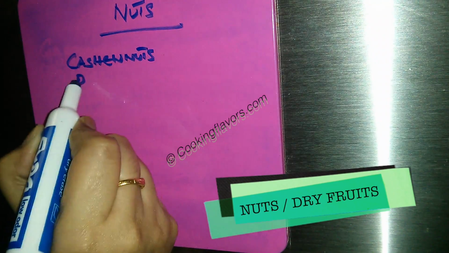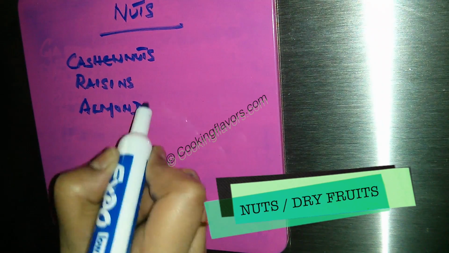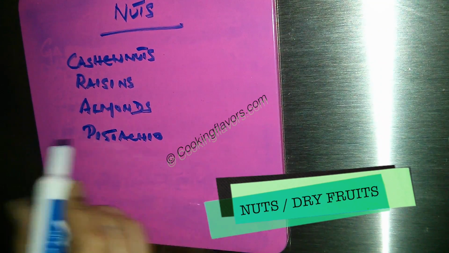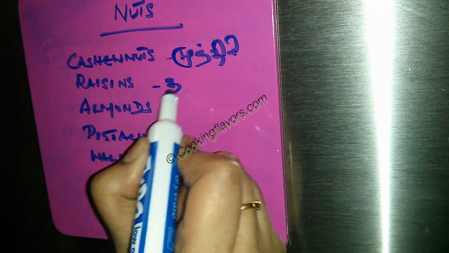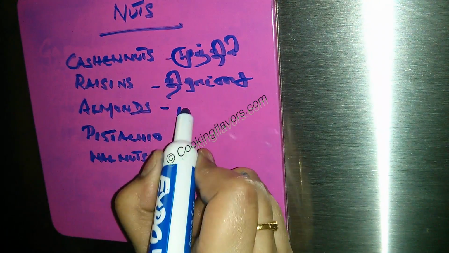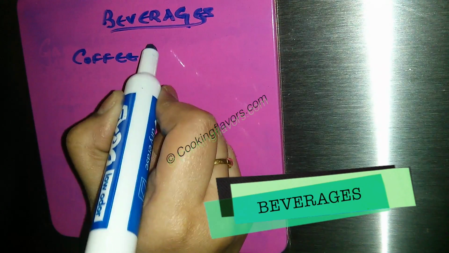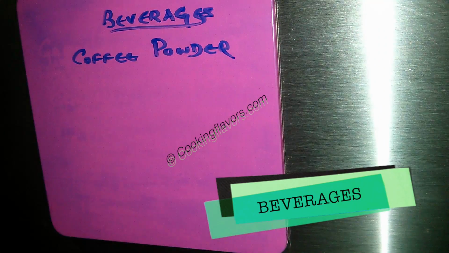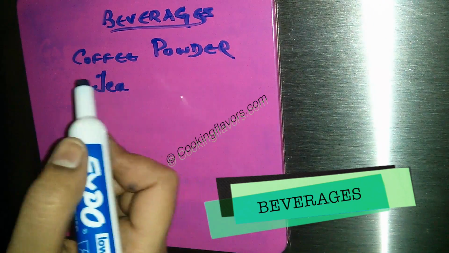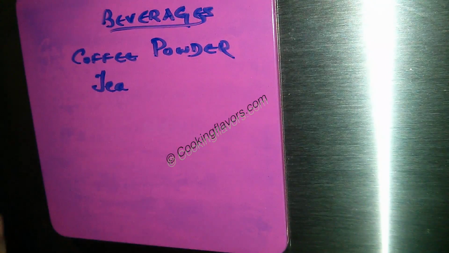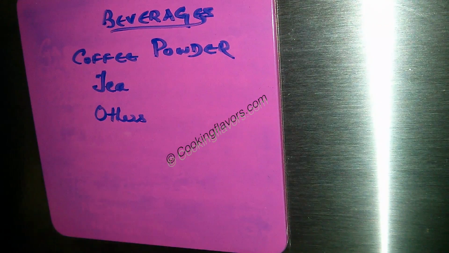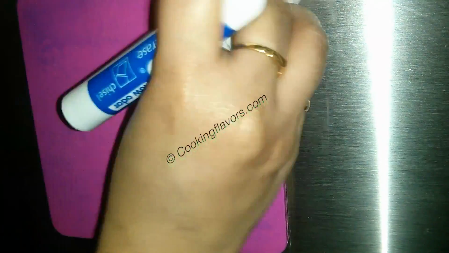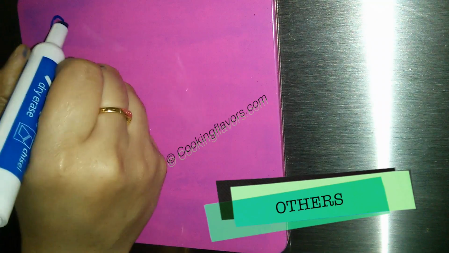Next category is nuts or dry fruits: cashew nuts, raisins, almonds, basic. The others are pistachios and walnuts: mundri paruppu, ular drachai, and badam, as well as pista and walnuts. Next, we look at some of the beverages. Basic is coffee powder and tea powder, either instant coffee powder or the filter coffee powder. Tea powder or even tea leaves are the best choice, and others like Horlicks, Complan, whatever you and your family like.